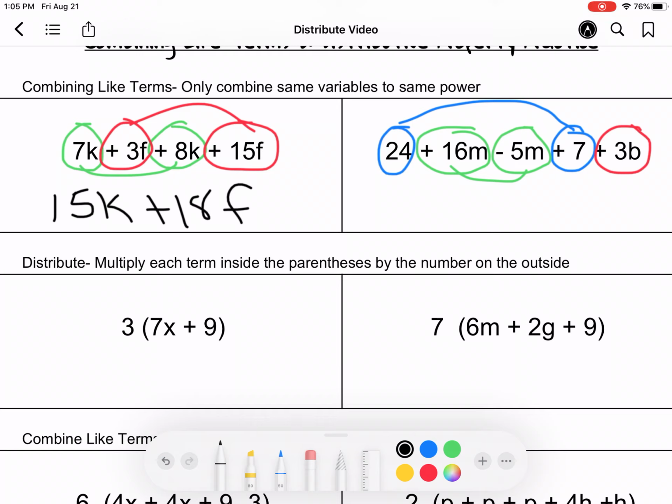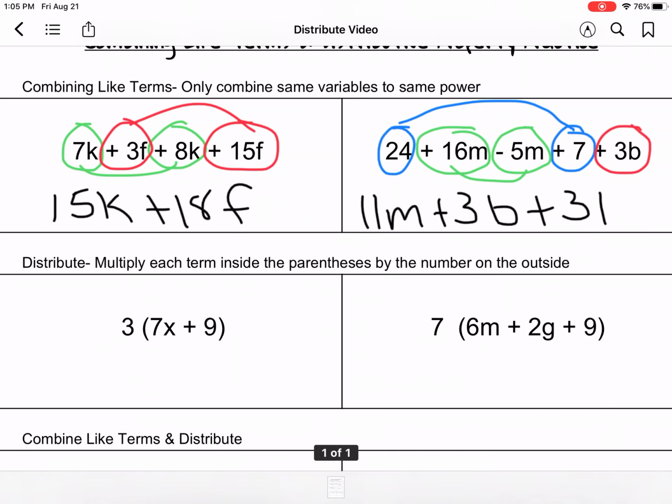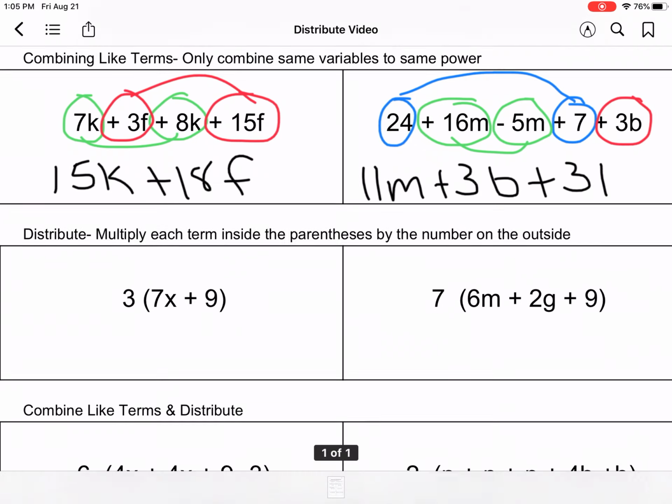So we'll start with our variables. 16m minus 5m gives me 11m. There is nothing here for this 3b, so we're going to bring it down. And then 24 plus 7 is 31. And that is a quick review of combining like terms.